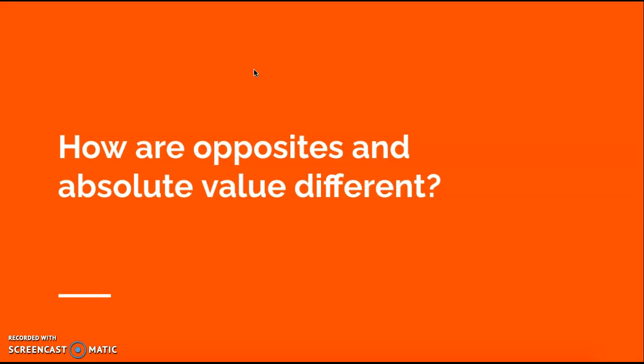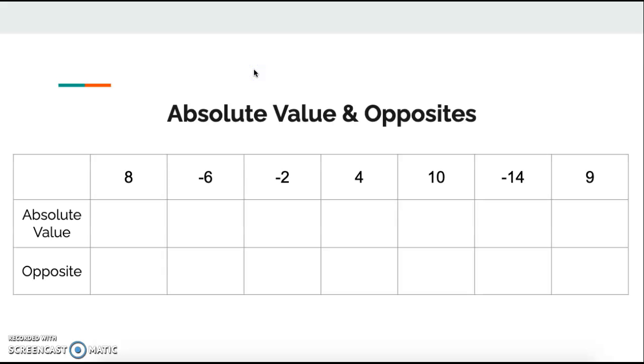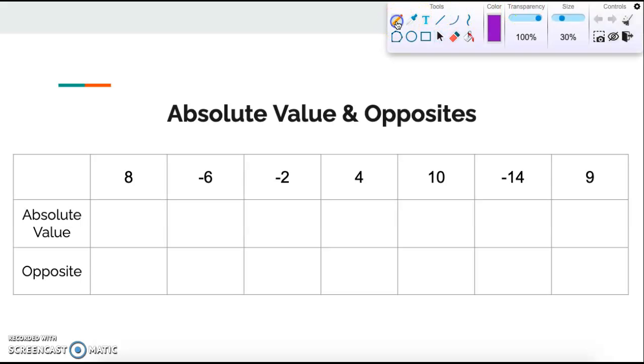So how are opposites and absolute value different? That's what we're going to talk about next. If we look at this table, we have a bunch of numbers. We want to find both their absolute value and their opposite. So what is the absolute value of 8? How many steps is it from 0 to 8 on the number line? It is 8. What's the opposite of 8? The opposite of 8 is -8.